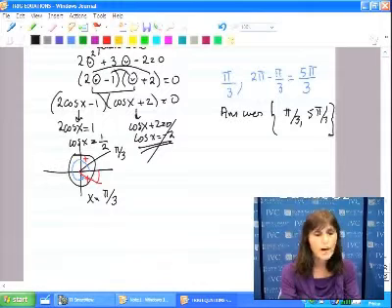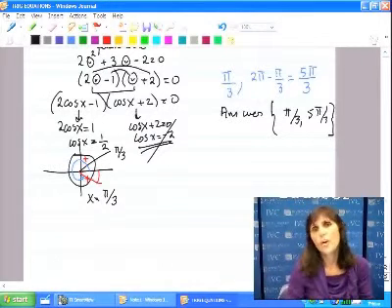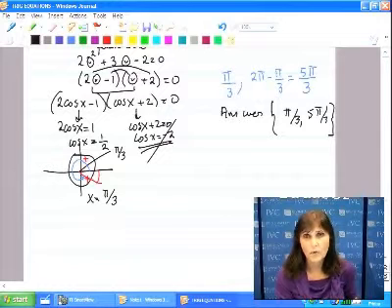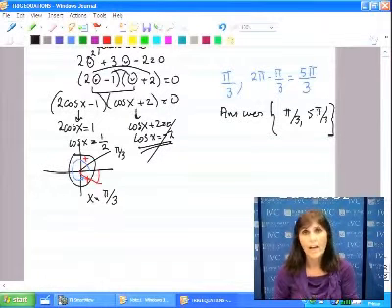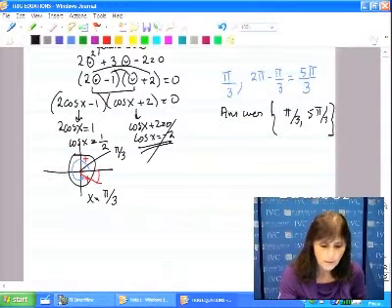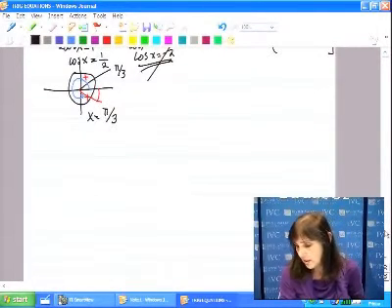So strategy-wise, what did I do? Especially if you have cosine square, sine square, use the identity cosine square plus sine square equals 1. And then try to use factoring. It works most of the time. Alright, let's have another one.